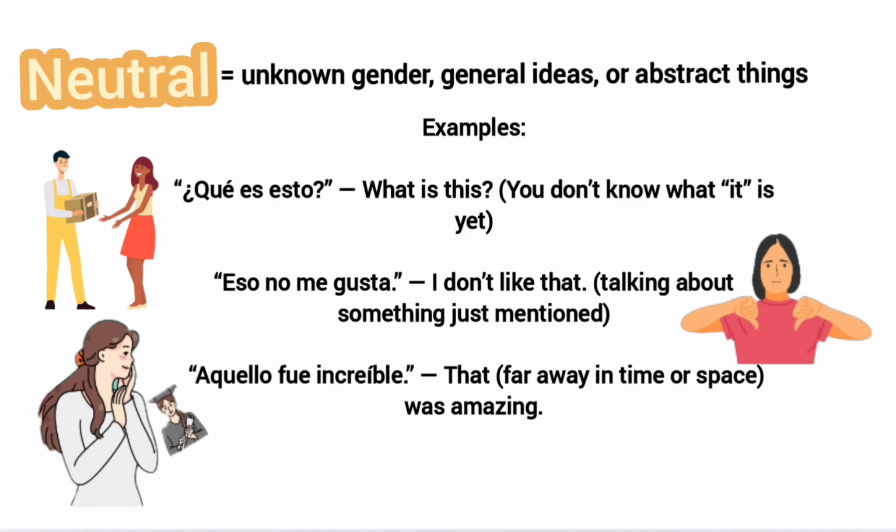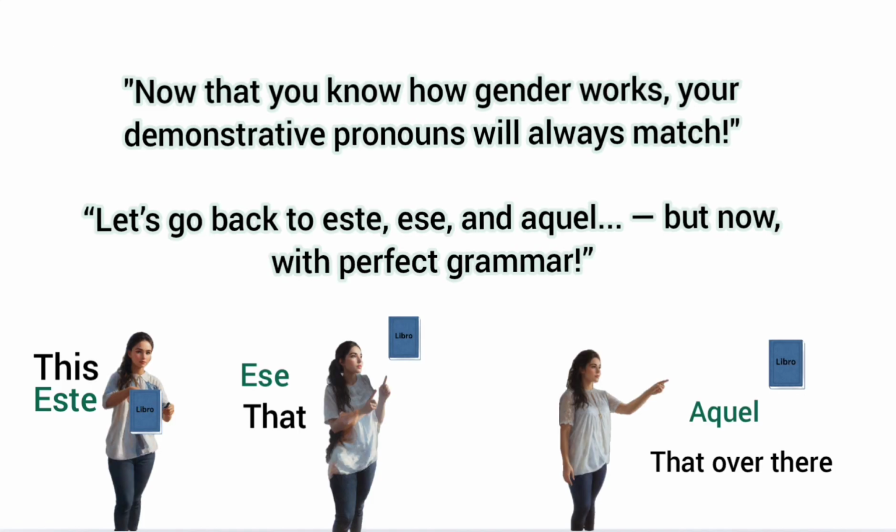¿Qué es esto? What is it? You don't know what it is yet. Eso no me gusta. I don't like that. Talking about something, just mention it. Aquello fue increíble. That, far away in time or space, was amazing. Now that you know how gender works, your demonstrative pronouns will always match. Let's go back to este, ese, and aquel, but now with the perfect grammar.